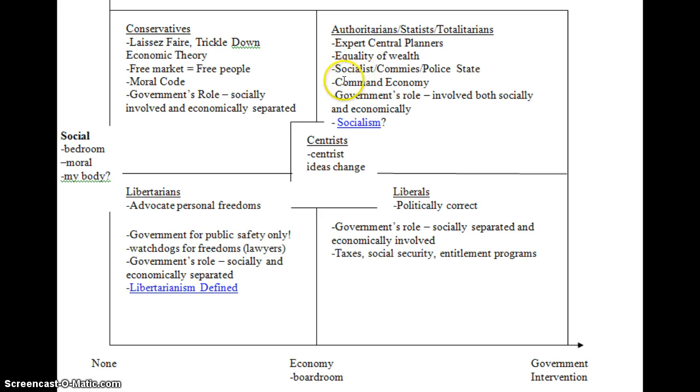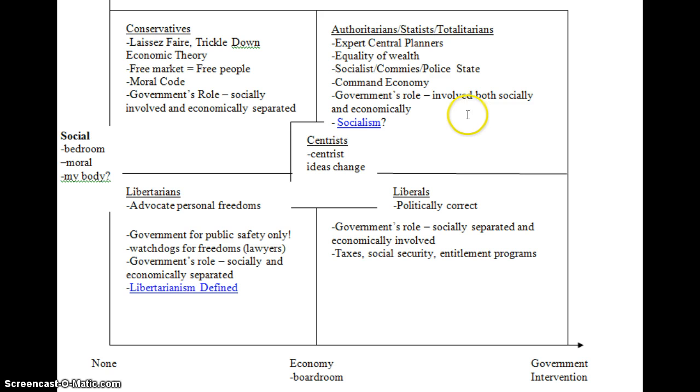We should have a command economy that is controlled entirely by the government, so it is involved both socially and economically in your lives. Distribution of wealth would be another far extreme authoritarian or statist viewpoint. Again, so all those issues that we were talking about, no same-sex marriage, definitely provide things like Social Security and medical care, health care, pension programs, so on and so forth.